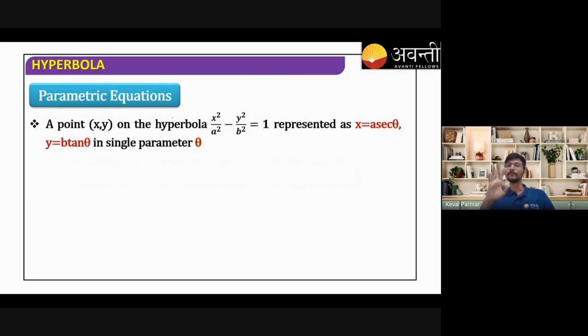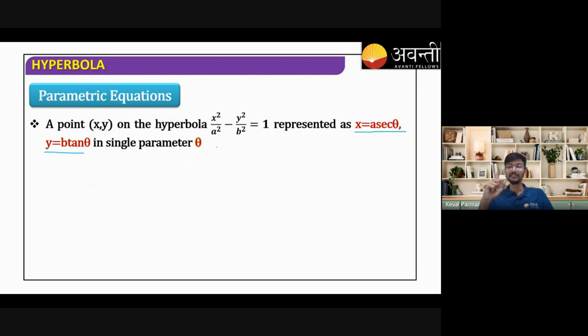Any point on the hyperbola x square upon a square minus y square upon b square can be represented as x equals a sec theta, y equals b tan theta, which is unlike in ellipse. In ellipse and circle, both were almost the same. But in hyperbola, we have used sec theta and tan theta, where theta is the parameter.